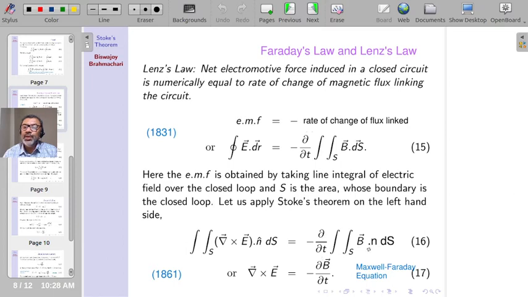of the surface integral of B · n ds, and then because ds is arbitrary, we take this integral to the left hand side, so we get within the bracket curl of E plus ∂B/∂t, bracket close, then · n ds equal to 0, which gives us curl of E equal to minus ∂B/∂t, and this was the Maxwell-Faraday equation. The Maxwell-Faraday equation is one of the four Maxwell's equations, which Maxwell found in 1861.